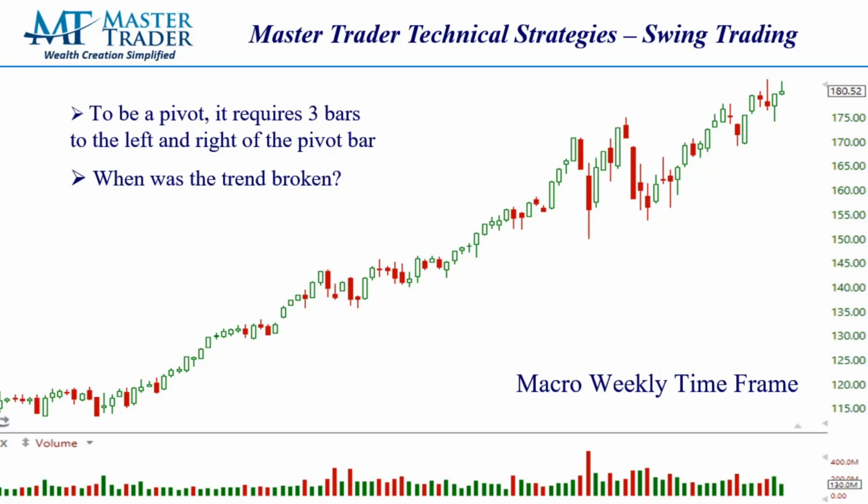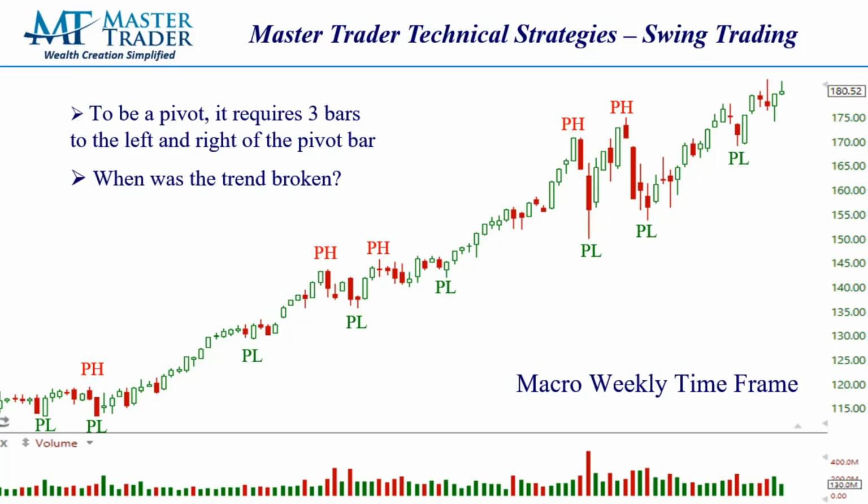So to be a pivot, as mentioned, it requires 3 bars to the left and the right of the pivot bar. So as we look at this, view it, visualize where the pivot highs and pivot lows are, and look at that and say, well, where did it actually violate the trend on the way up? Take a look.